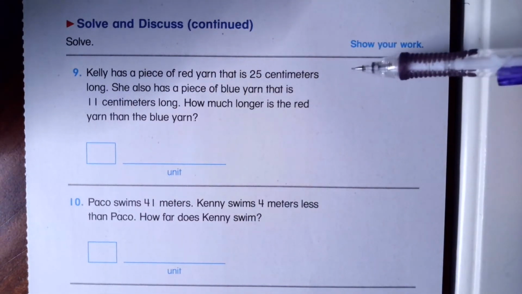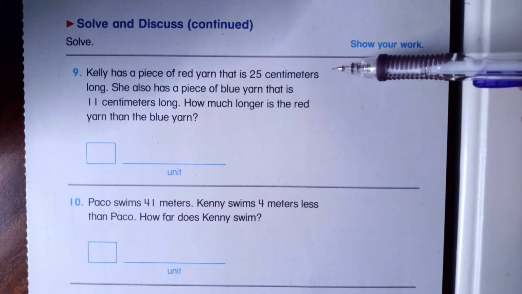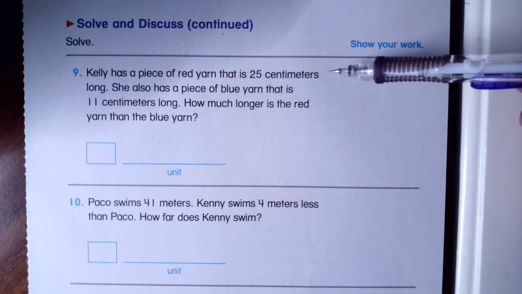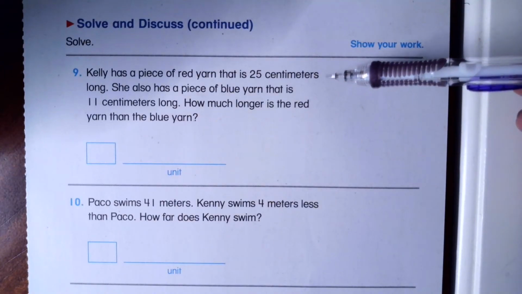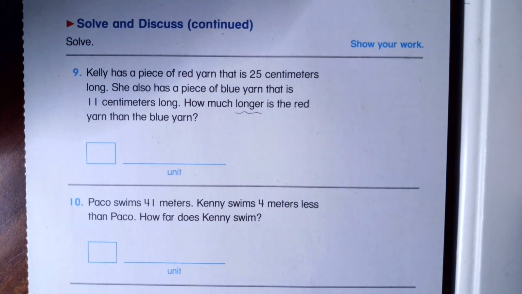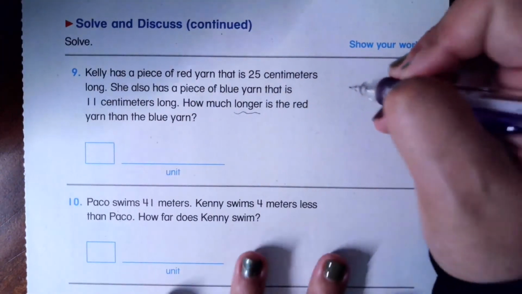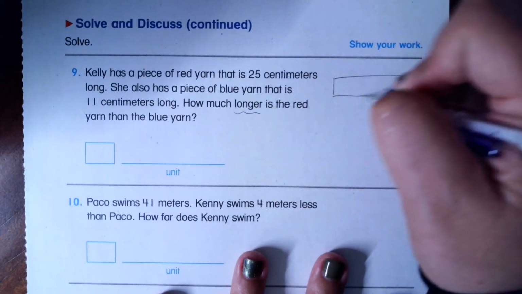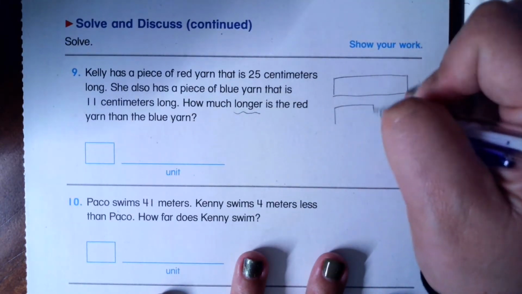Number 9, Kelly has a piece of red yarn that is 25 centimeters long. She also has a piece of blue yarn that is 11 centimeters long. How much longer is the red than the blue? So this is similar to that one that we did with the comparison bars. So you will need to draw comparison bars, and I will help you get those set up because they are kind of different than normal.